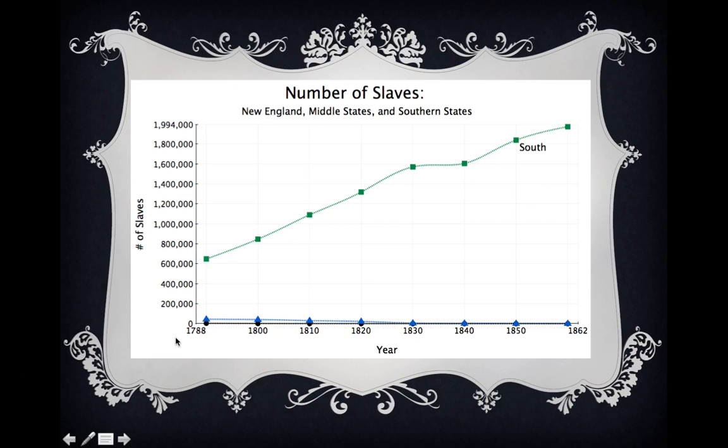But you can see how important, and how growing in importance, slavery and slave agriculture and slave labor is to the South. It's a consistent upward trend in the South. We see this from 1788 going all the way up to 1830. From 1830 to 1840, there's a period of stagnation where it remains relatively flat. And then from 1840 up until 1862, we see that upward trend continuing.